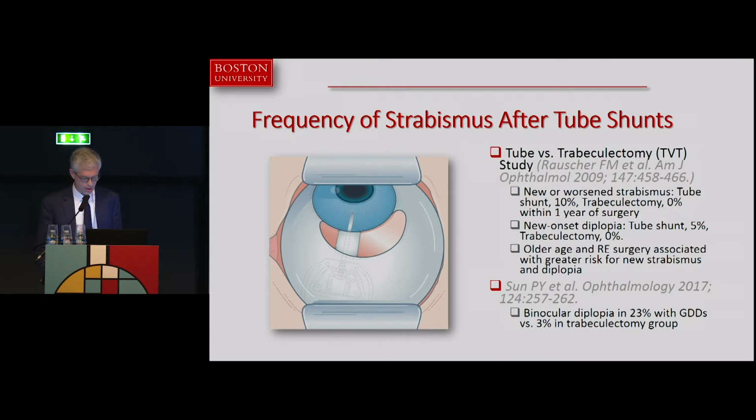The Mayo group, authored by Sun et al., showed that binocular diplopia is actually much more common, and their criteria for diplopia was a little more strict, and so I would probably trust this data a little bit better. But the risk here is low to moderate after placement of a tube shunt.